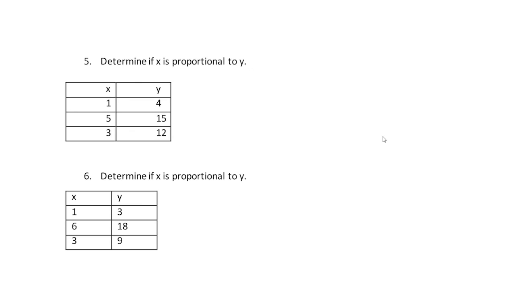For 5, if we want to determine if x is proportional to y, we just look at if we multiply by k, do we get y? So in other words, is this like y equals kx? Or in this case, x equals ky, because x is proportional to y. So let's look at it. 1 times 4 is 4. 5 times 4 is not 15. And then 3 times 4 is 12. So yeah, it works for the first and the last one, but not for the second one. So this is a no.